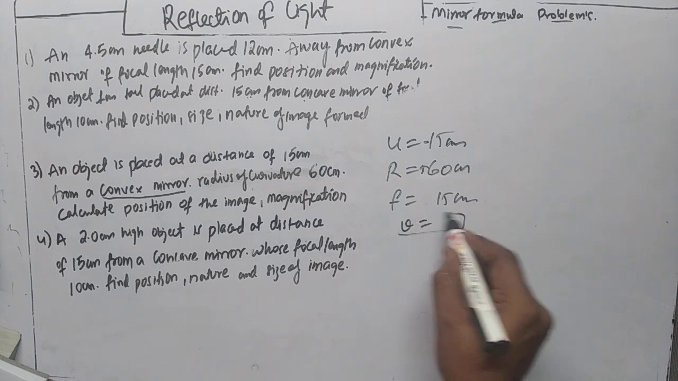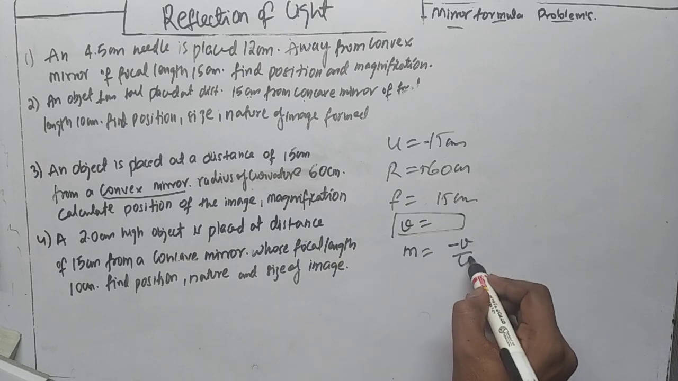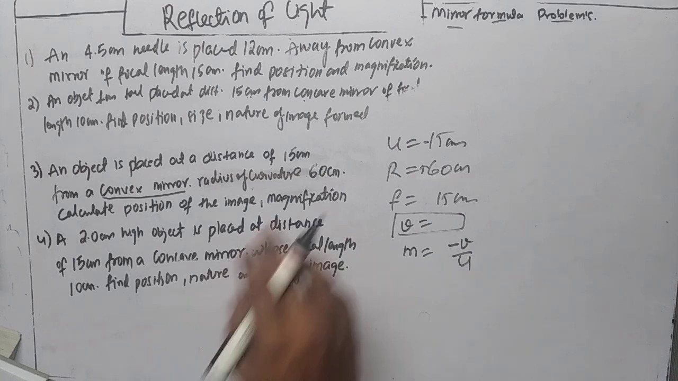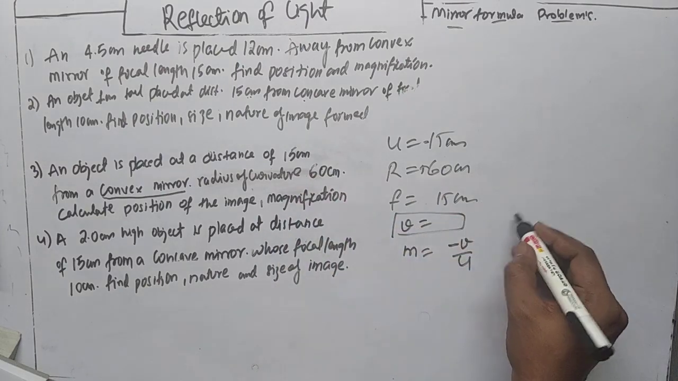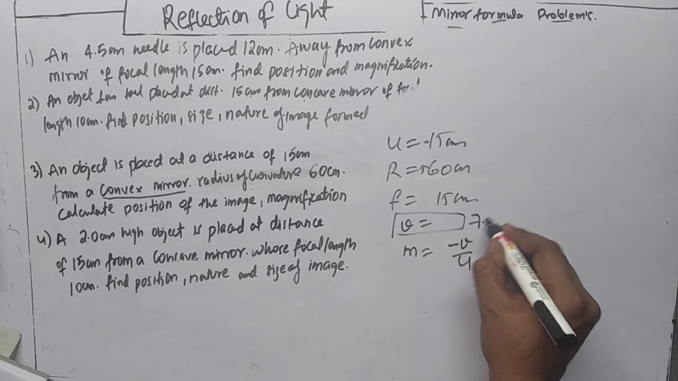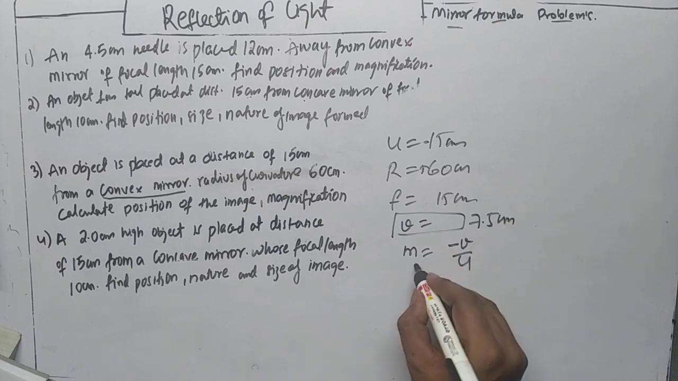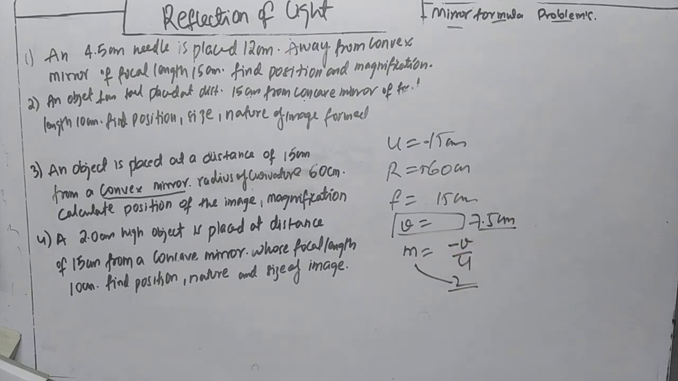So after finding the v value, we can substitute in the magnification formula. Magnification is nothing but minus v by u. So if you substitute in this formula, we'll get v value as 7.5, and if you substitute in this magnification formula, we'll get m value as 2.